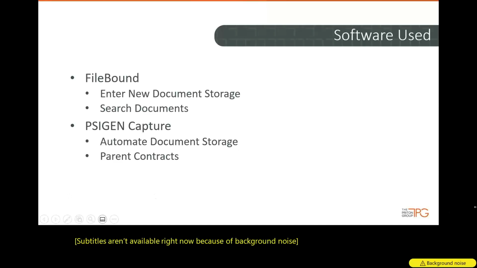We used two different software systems to store these documents and contracts. We used FileBound and then Cygen. In FileBound, we enter new information, search for the documents, and edit forms that we have to set up. And then we use Cygen as a software that uses OCR technology to automatically store the document types that we have set up. And then the parent contracts are also sent and read through this software.